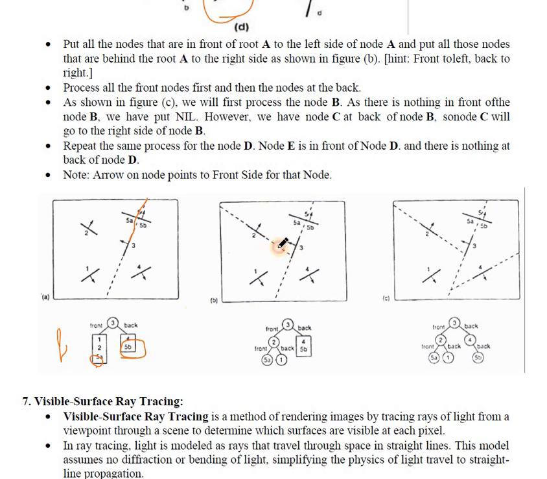Okay, now consider 2. What is on the front side of 2? 5A. So 5A goes to the left hand side. What is on the back side of 2? 1. So 1 goes to the back. Now go to 4. Ask 4, what is on the back of 4? 5B is on the back of 4. So 5B goes to the right. What is on the front side of 4? There is nothing on the front side of 4.